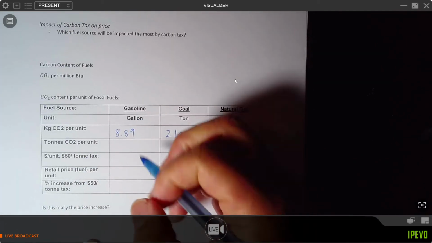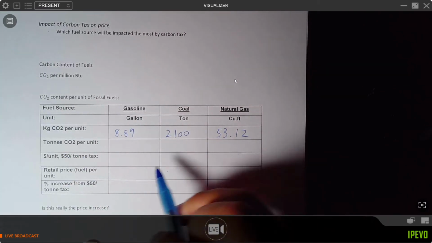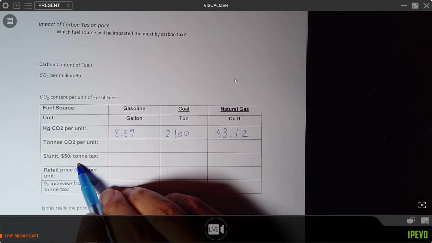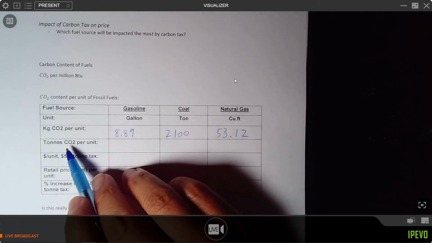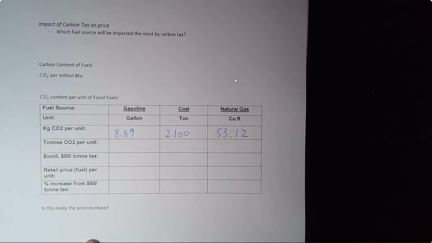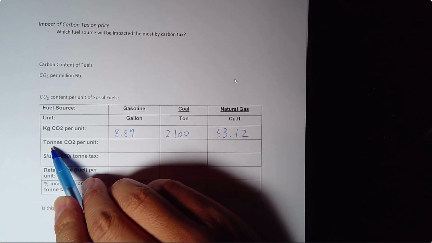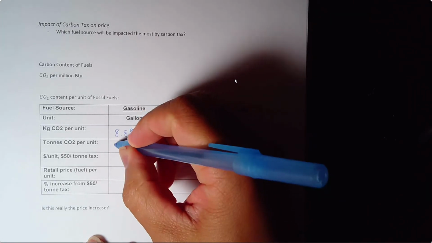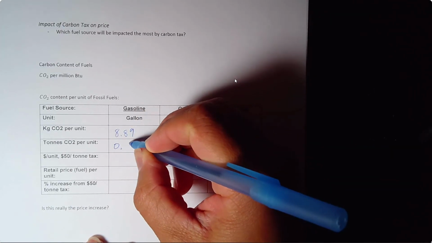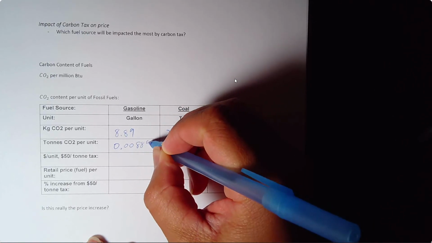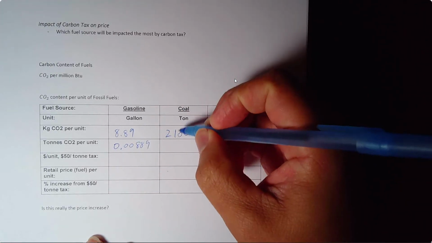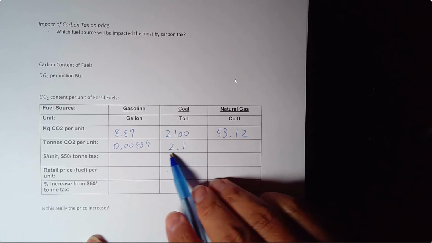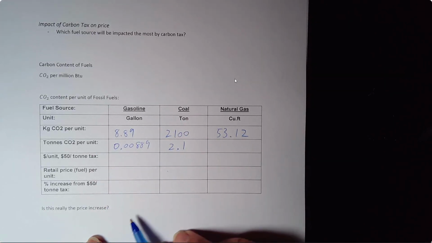Next, these have to be converted into tons of CO2 per gallon, per ton, and per cubic foot, because our tax is in terms of tons. We're using the British ton, and one British ton is 1,000 kilograms. So all we're doing is dividing by 1,000. Every gallon of gas will have 0.00889 tons of CO2. Dividing 2,100 by 1,000, we get 2.1 tons of CO2 per ton of coal.